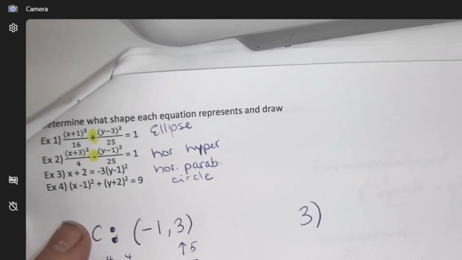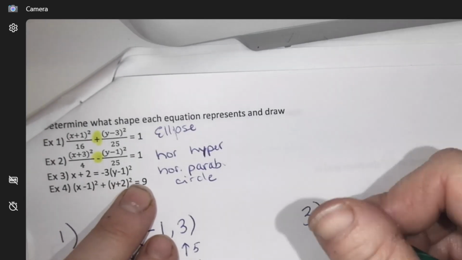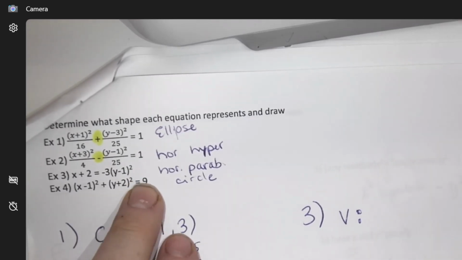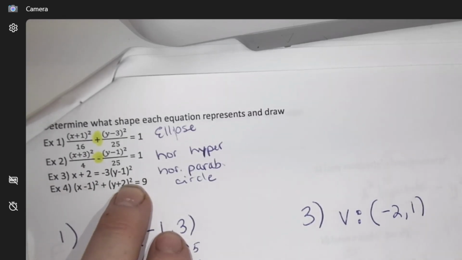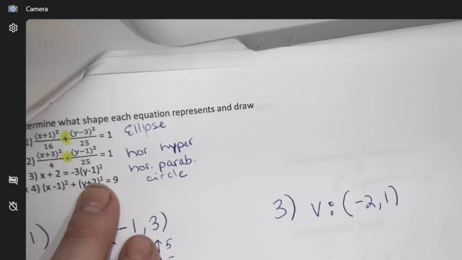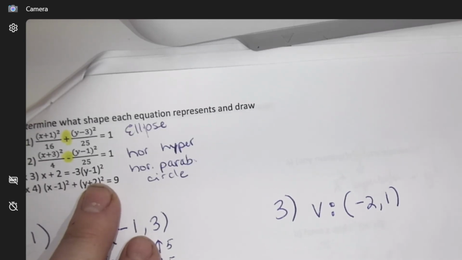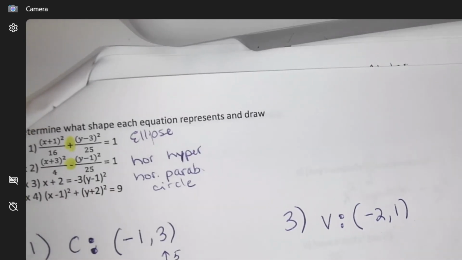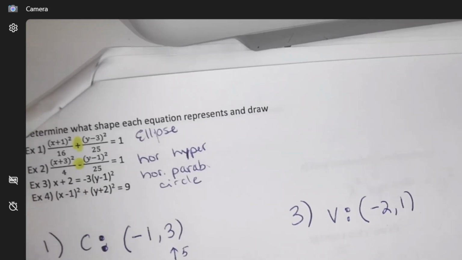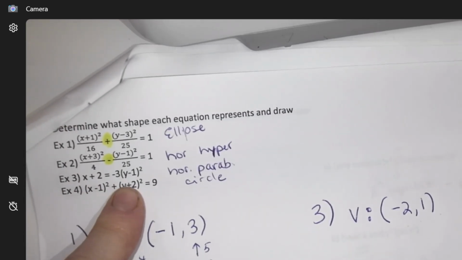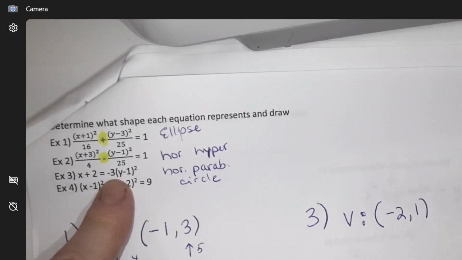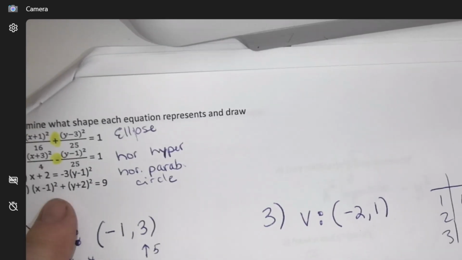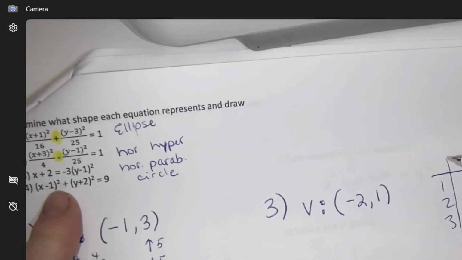Okay, number 3. So I don't have a center, but I have a vertex. So -2, +1. I went opposite, opposite. And then just a chart here, 1, 1, 2, 4, 3, 9.